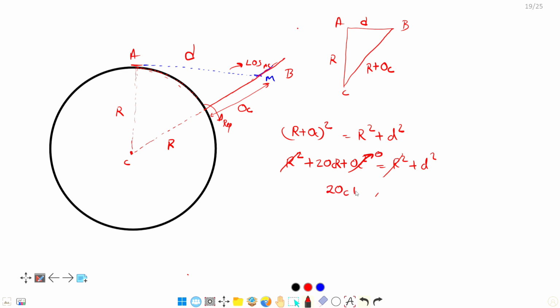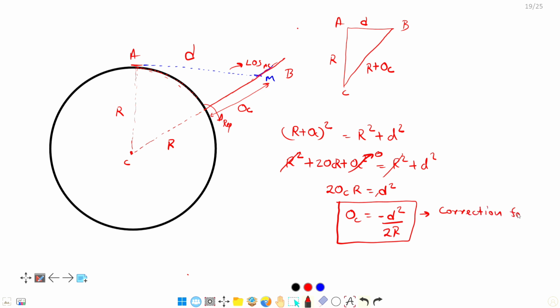Again, our 2·OC·R equals D square, and from here OC becomes D square upon 2R. This is the value of OC, the error. It comes out to be positive, so if we talk about correction, we'll put a negative sign here. Our correction for curvature error is minus D square upon 2R.